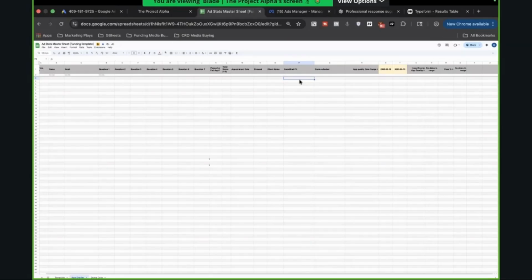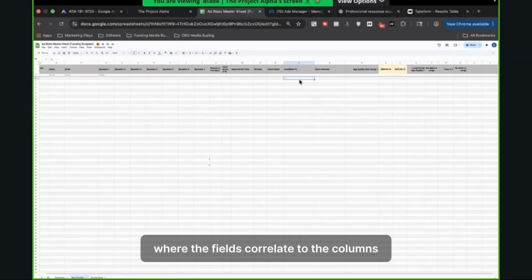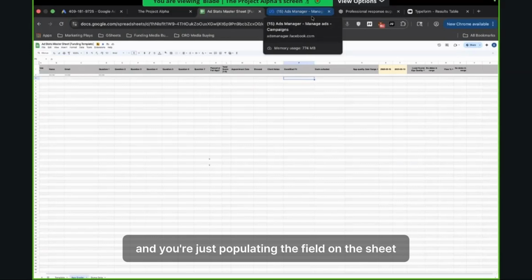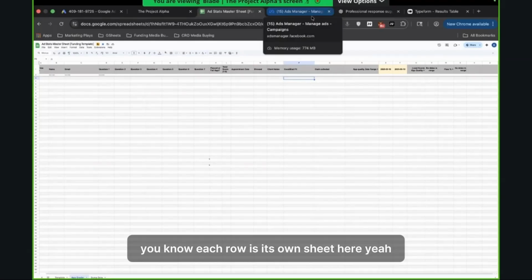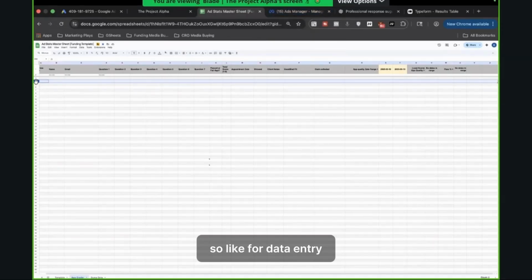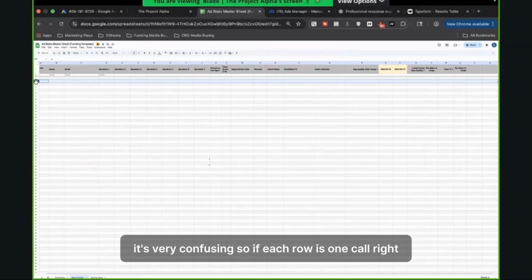this could probably be converted to a data sheet, right? Where the fields correlate to the columns and you're just populating the field on the sheet. So it's just laid out, not like this, where each row is its own sheet, you know? Each row is its own sheet here. Yeah. So for data entry, this is not very efficient because it's very confusing. So if each row is one call, right?